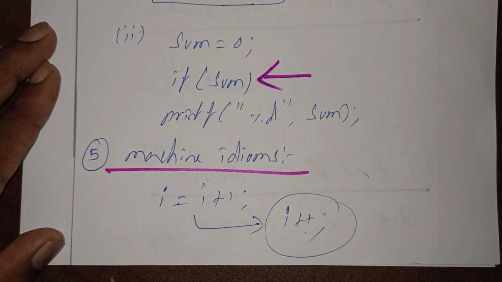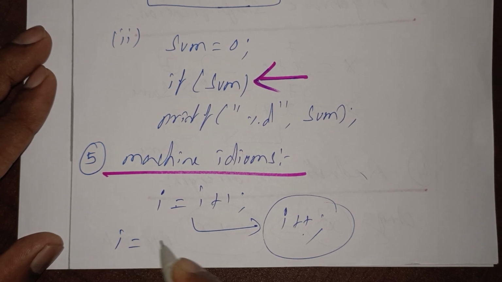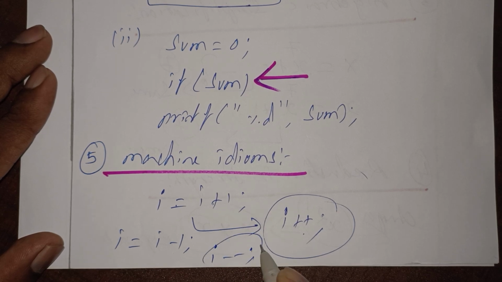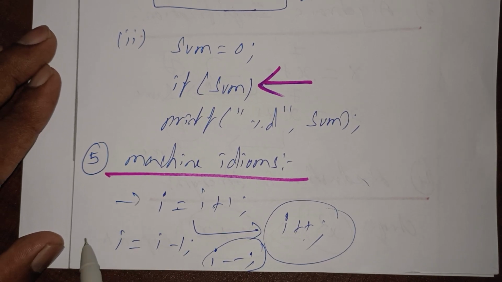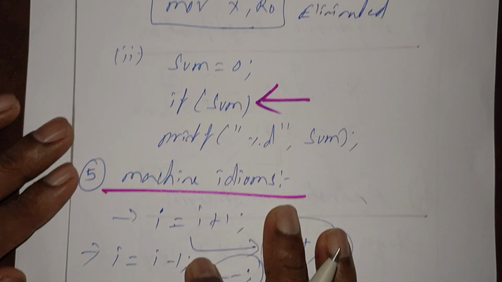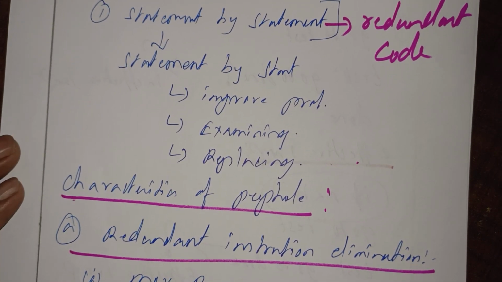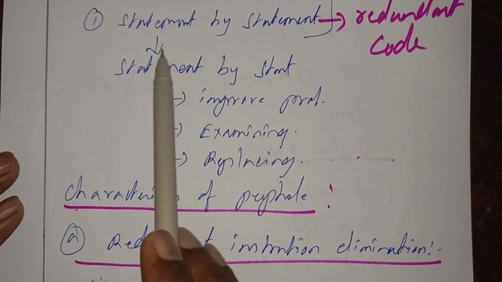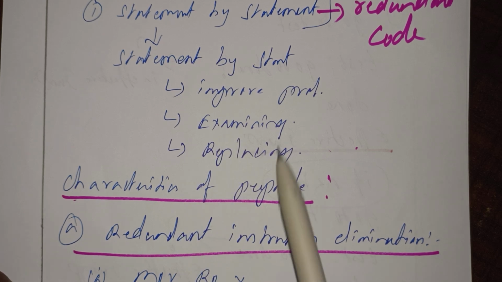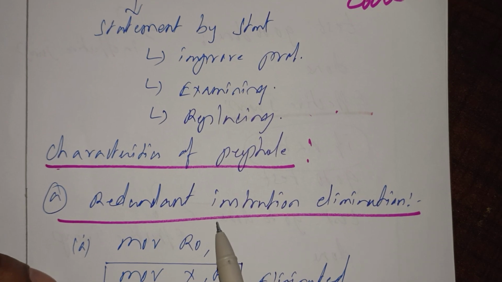So the second example in machine idioms, you can check it. I hope you can recognize i minus 1. So what exactly can it be? i minus minus. This is the reduced part, right? So these two approaches we call in peephole optimization as machine idioms, right? So the main focus of peephole optimization is on a few approaches. It is going to take any values and read statement by statement. It will improve the performance of the code, and it will do the examination and the replacement. Thank you.